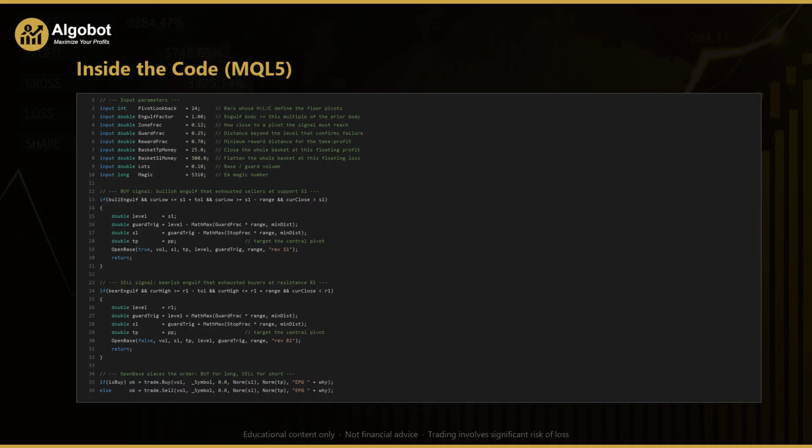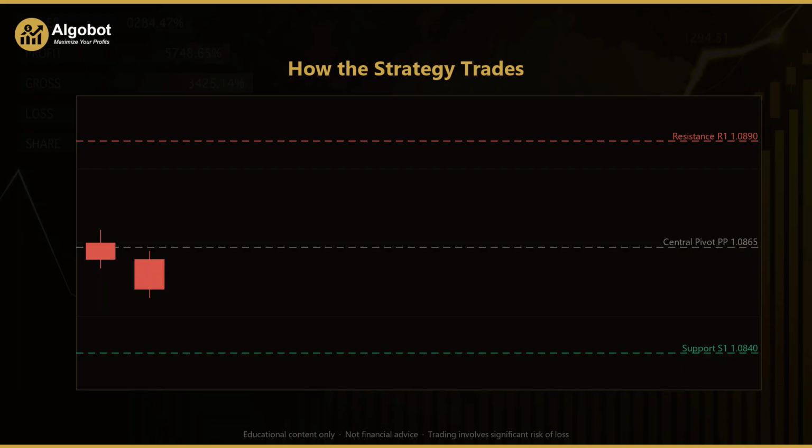When the trade is a long, it calls trade.buy with the volume, the normalized stop loss, and the take profit. When it is a short, it calls trade.sell with the same structure. Notice that the stop and target are always passed together, so every position is protected the moment it opens. Let's bring this to life with a chart.